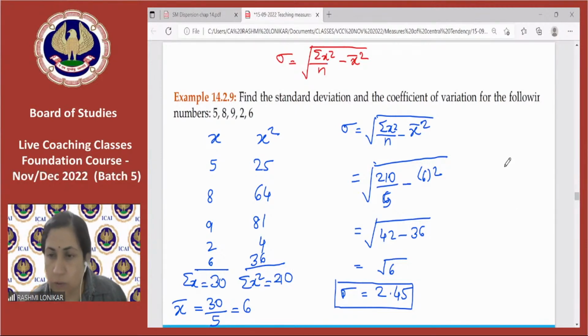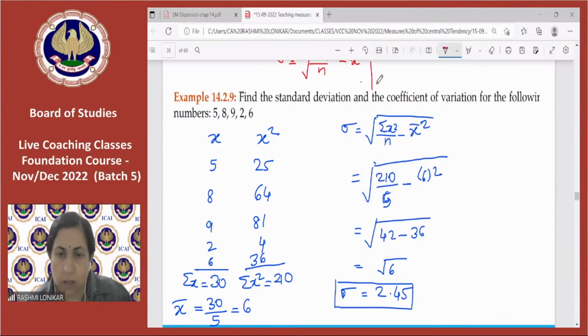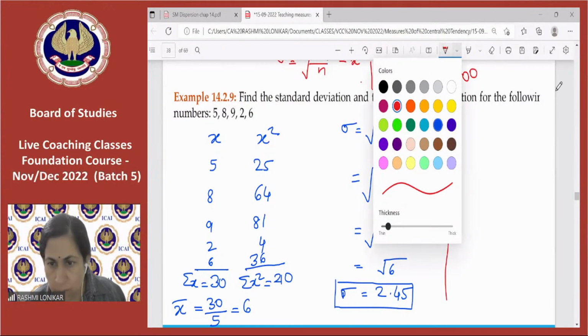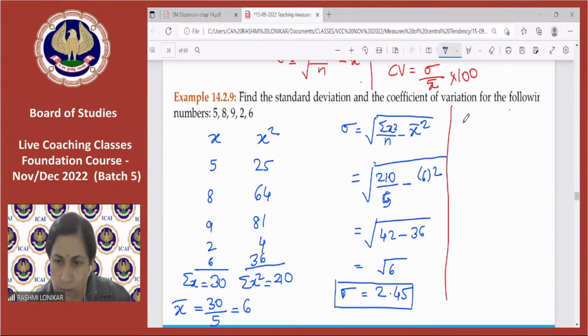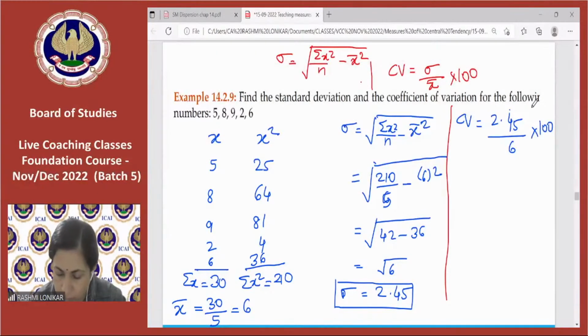Now you want the coefficient of variation. Okay. Now what does the coefficient of variation say? It says find the sigma, divide by x bar and multiply by 100. So what will be the answer? So I have coefficient of variation is equal to 2.45 upon 6 into 100. Okay. Can we do that? Coefficient of variation? Yes, clear, Zeba? Good, Sagar.